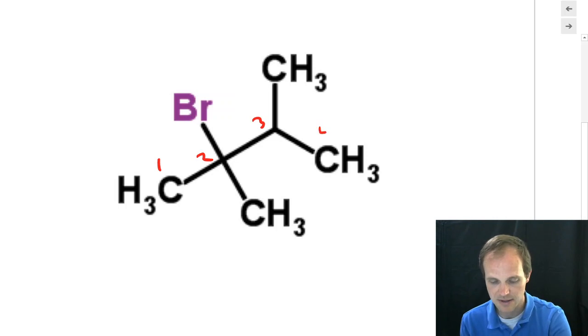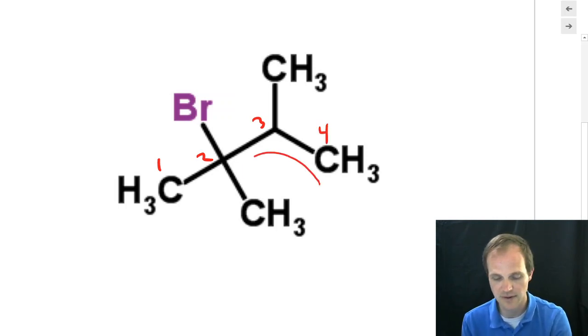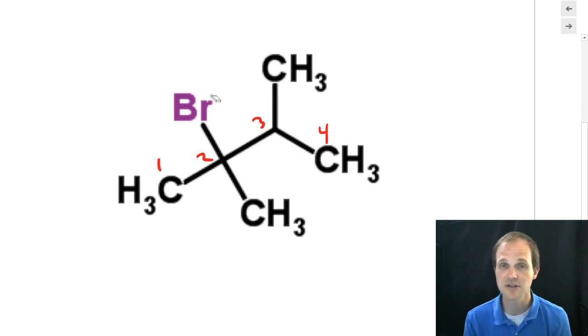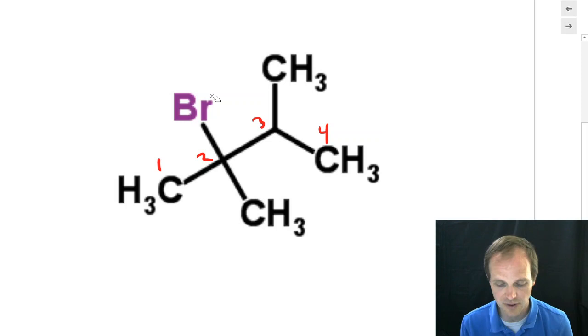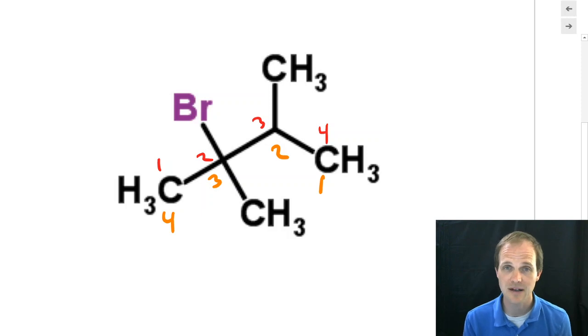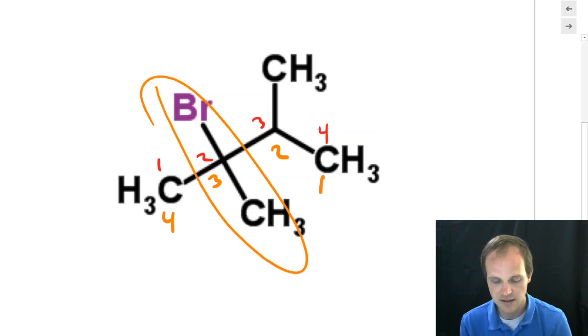1, 2, 3, and 4. No matter what I do, I'm not going to be able to get more than 4. Whether you go around like this, or start from up here, it doesn't matter. You're not going to be able to get more than 4. But then we have to decide: do we label with the red on top or the orange on bottom? Red on top, our first substituents occur at number 2.